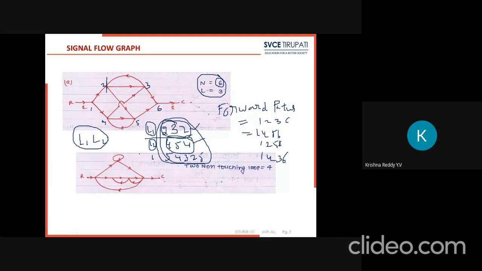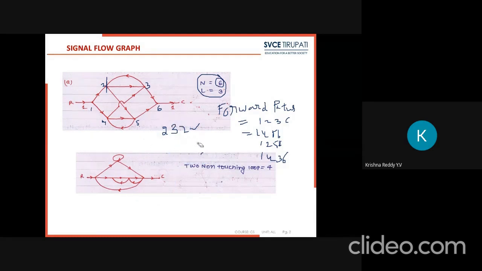Similarly, for this problem, calculate how many non-touching loops there are. First of all, calculate what the loops are. For the given problem, calculate what the loops are. Tell me at least 1 or 2 loops.